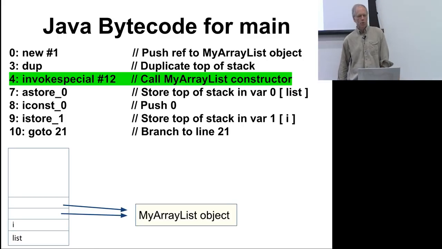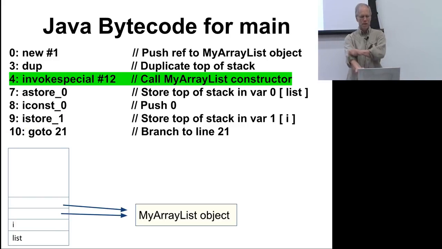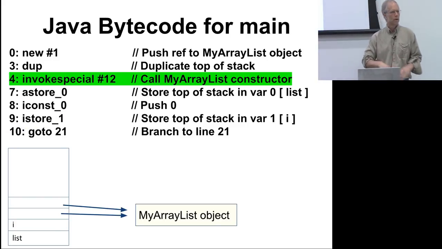Okay, so far we've allocated an object on the heap, stored the reference on top of the stack, and then duplicated the reference. The next instruction that's highlighted in green there says invoke special. That's an instruction that's used to run a constructor, among other things. And number 12 is referring to the myArrayList constructor. Again, think of that as an index into a table somewhere. So what the Java virtual machine does is say, okay, it's time to call the constructor. Right? So let me show you what happens.